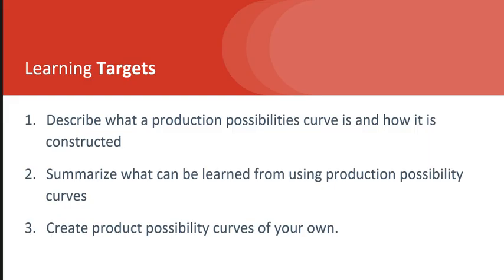Okay, so first thing we want to try and do today is really we're going to end up doing the two. The third one would have been something we did in class, but we're going to describe what a production possibility curve is and how it's constructed, and we're going to summarize what can be learned from using production possibility curves. And again, the third one is something that we've just done in class, so you should still be able to create a production possibility curve of your own. It's just, basically drawing a graph, so not an issue.